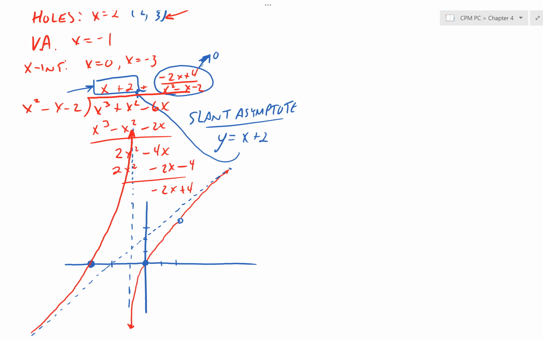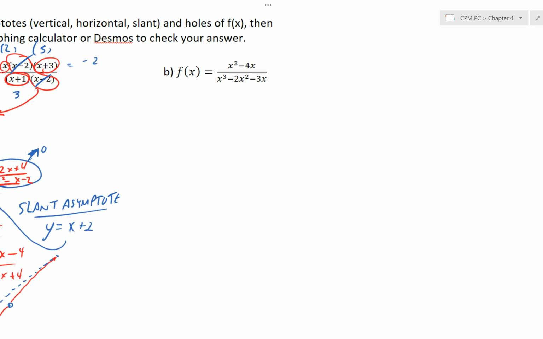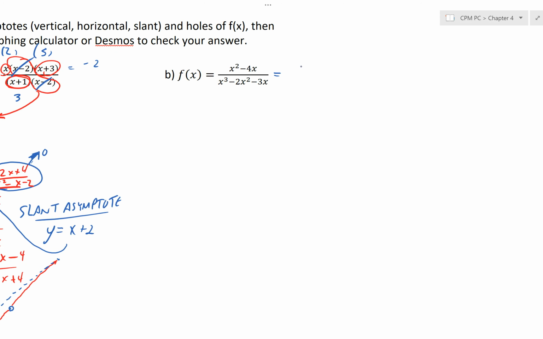Okay? And then the second one, first we have to factor. So if we factor out an x from the top, we have x times x minus 4. Factor an x out of the bottom. We have x squared minus 2x minus 3, which can be factored again. The denominator is now going to be x minus 3, x plus 1. And so we have a hole at x equals 0.